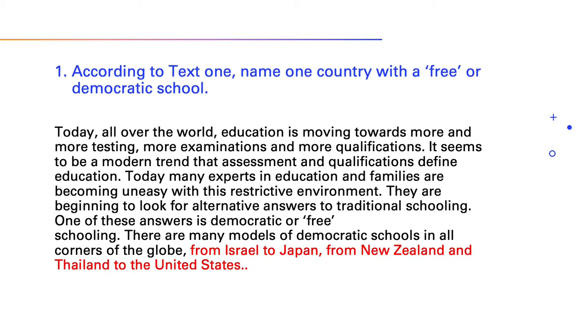So when you skim this section, you can see a list of countries. So what you have to do is to name only one country: Israel, Japan, New Zealand, Thailand, United States.